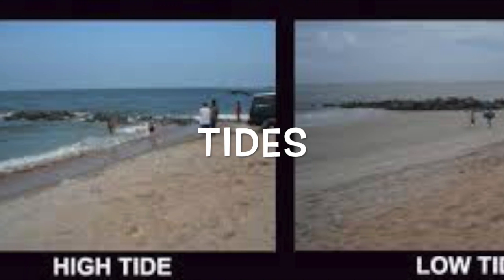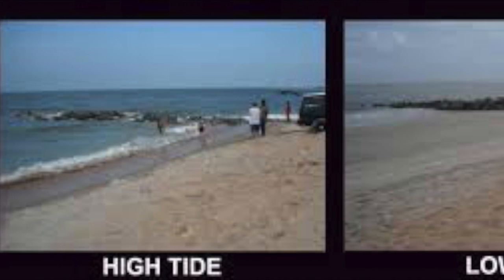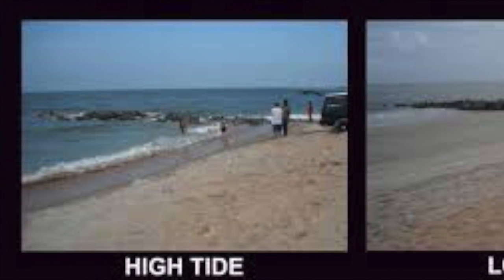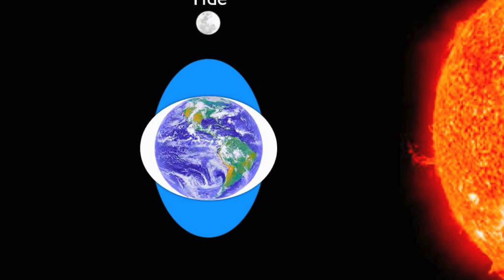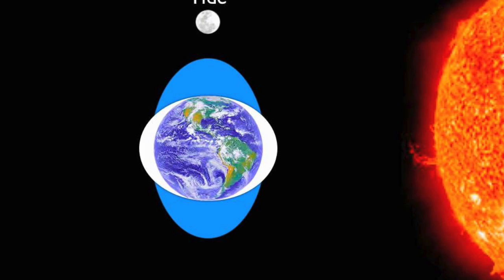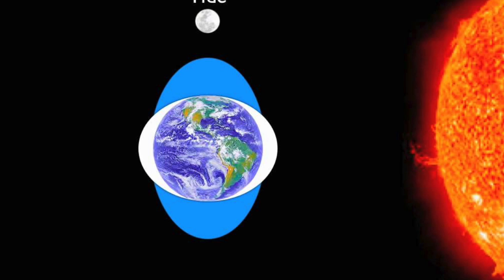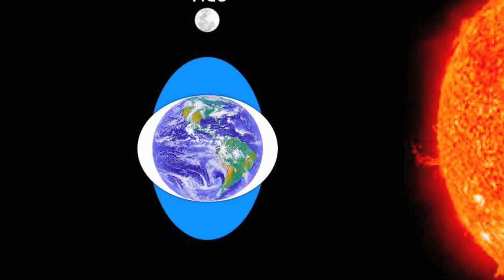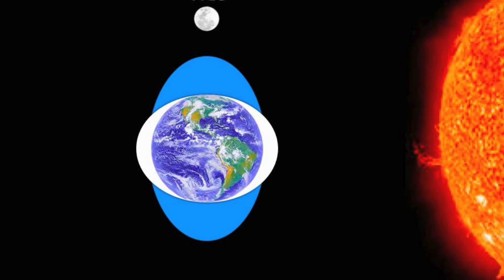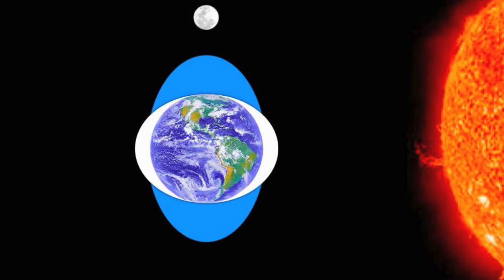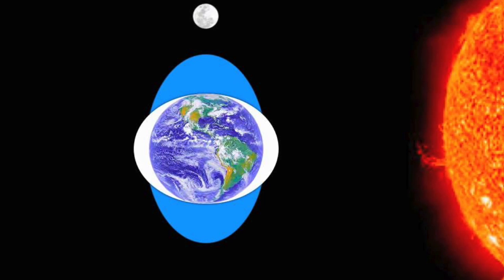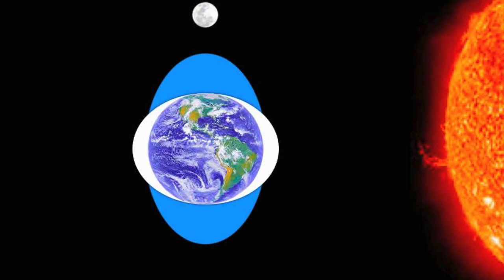So, how do tides occur? With the gravitational pull of the moon and sun. There are two kinds of tides, a neap tide and a spring tide. This is a neap tide. The little white dot is the moon, and the big fireball is the sun. And a neap tide happens when the sun and moon are at a 90-degree angle with the Earth.